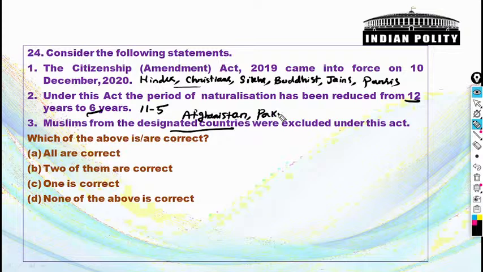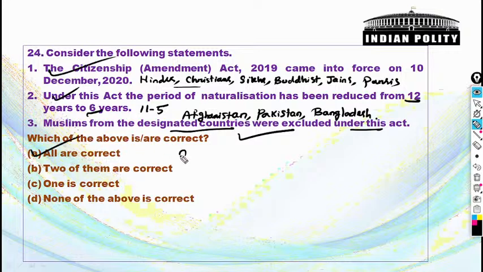Pakistan, Bangladesh, so they are excluded under this act. That means they were not given citizenship under this act because the countries from where they migrated are Muslim dominant countries. So that means it is correct. All 3 are correct. A.